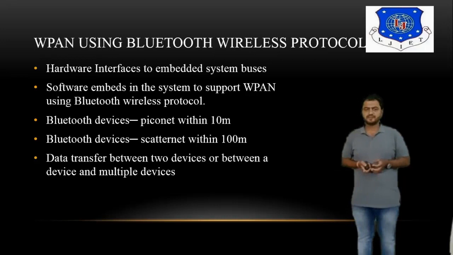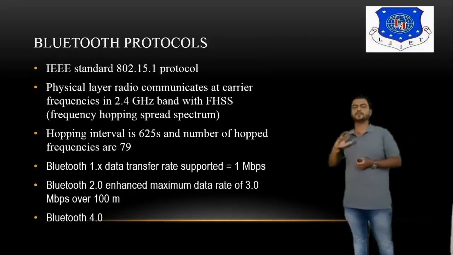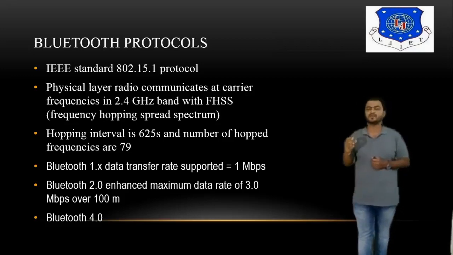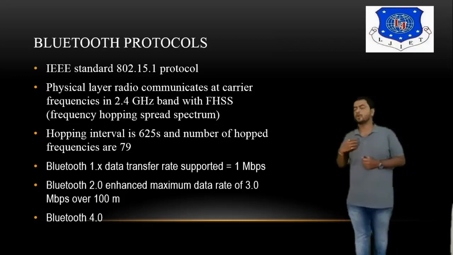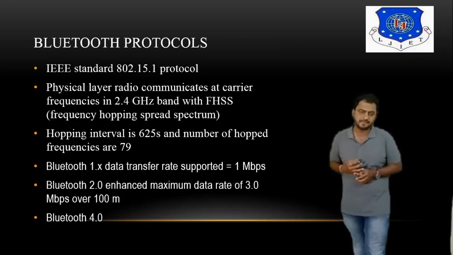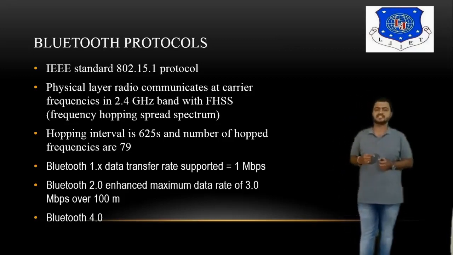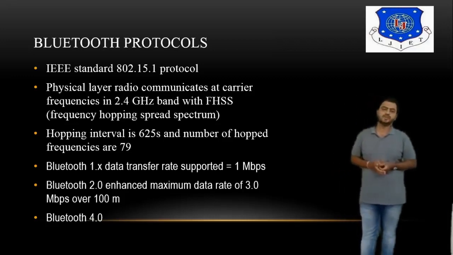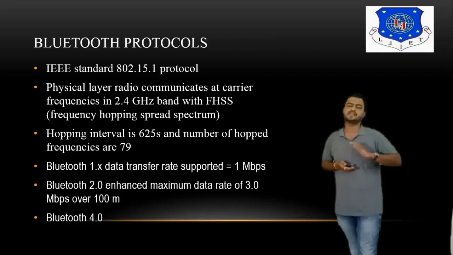Now if you're talking about the Bluetooth protocol, what is the Bluetooth protocol? It is IEEE 802.15.1. Physical layer radio communication at a carrier frequency of 2.4 GHz band with FHSS, meaning frequency hopping spread spectrum. The hopping interval is 625 microseconds and the number of hopped frequencies is 79. Bluetooth 1.x has a data transfer rate of around 1 Mbps. Bluetooth 2.0 enables maximum data rates of 3.0 Mbps over 100 meters, and then Bluetooth 4.0. So basically we have different Bluetooth protocol versions, starting from 1.0 to 4.0.